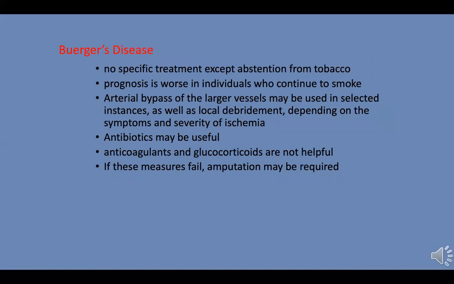There is no specific treatment except for smoking cessation. Prognosis is worse in individuals who continue to smoke. Arterial bypass of the larger vessels may be used in selected instances, as well as local debridement of wounds, depending on the symptoms and severity of ischemia. Antibiotics may be useful. Anticoagulants and glucocorticoids are not helpful. If these measures fail, then amputation may be required.